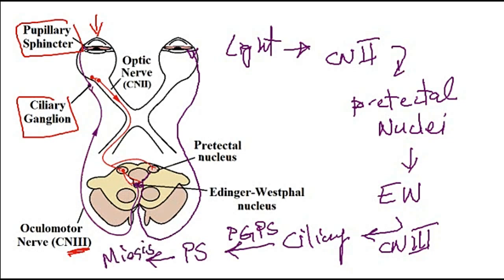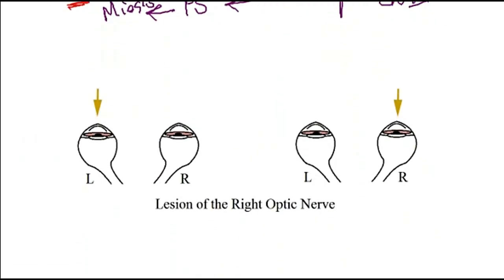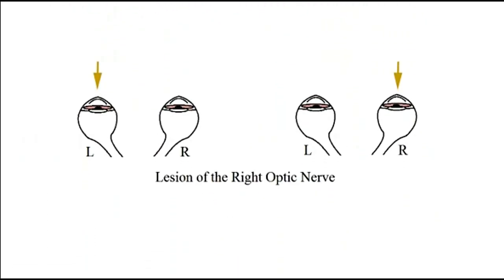Alright, now with that information in mind, let's review how the function of the pupil constriction will be affected with a lesion of the right optic nerve. So here in this example, the right optic nerve, or cranial nerve 2, is dysfunctional. And the question is, how would the pupil respond to the light if we shine light into the left eye, for instance?